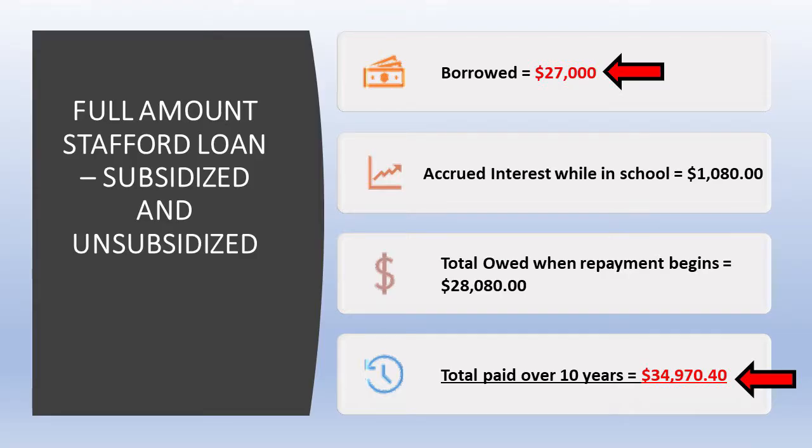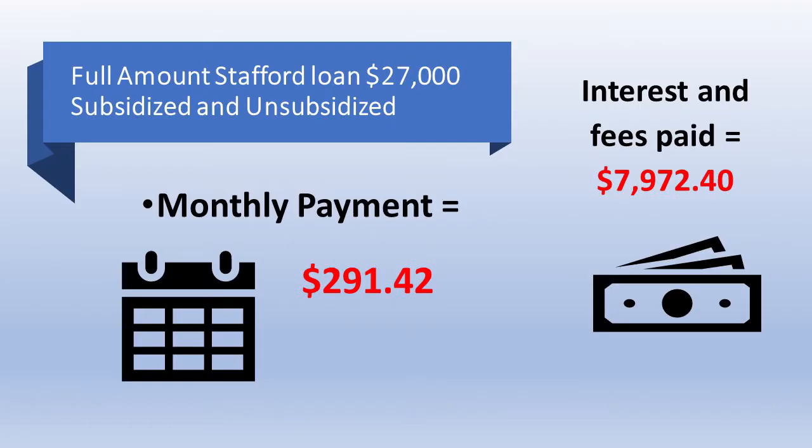Next would be if someone were to take out the full amount of Stafford loan, and some of it was the subsidized amount and some would be unsubsidized. So some of it is going to have the interest paid during school, and some the interest will not be paid during school. So this is going to be a little bit less as far as the interest goes and what's going to be paid over 10 years. And then also the monthly payment's going to be a little bit less, and the total interest and fees are going to be a little bit less because the federal government is going to be paying that interest while the student is in school.